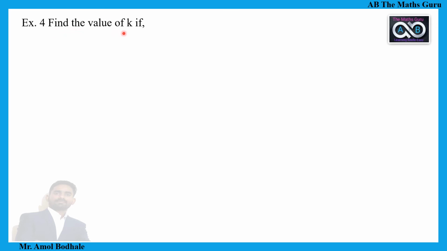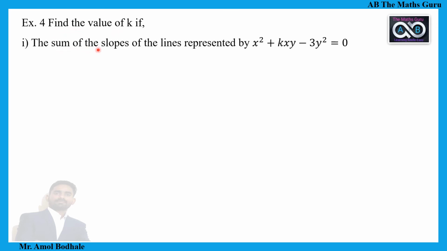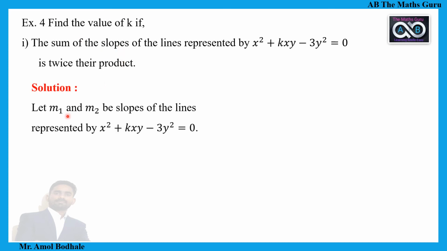Find the value of k if the sum of slopes of the lines represented by x square plus kxy minus 3y square equal to 0 is twice their product. So here the example is about the sum of slopes. Let m1 and m2 be the slopes of the lines represented by the given equation x square plus kxy minus 3y square equal to 0. We'll compare this equation with the standard equation ax square plus 2hxy plus by square equal to 0, and we'll get a, b and h.